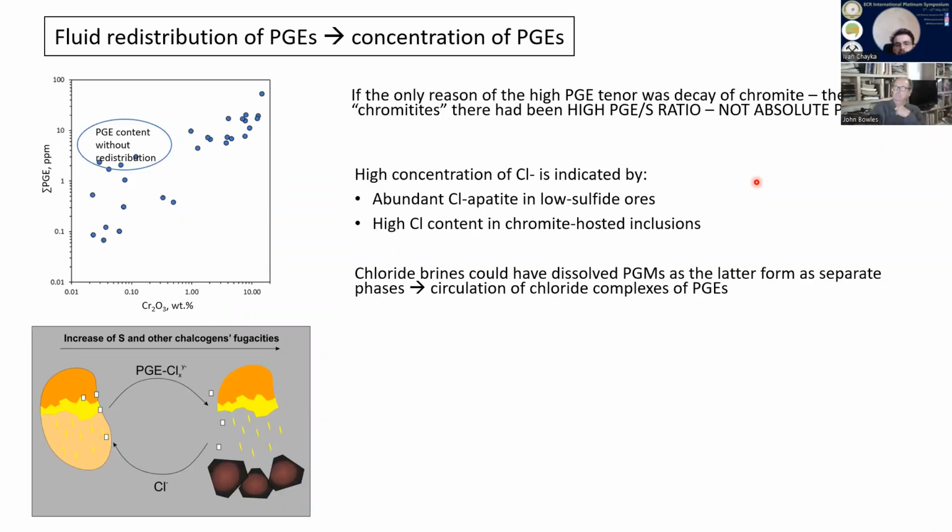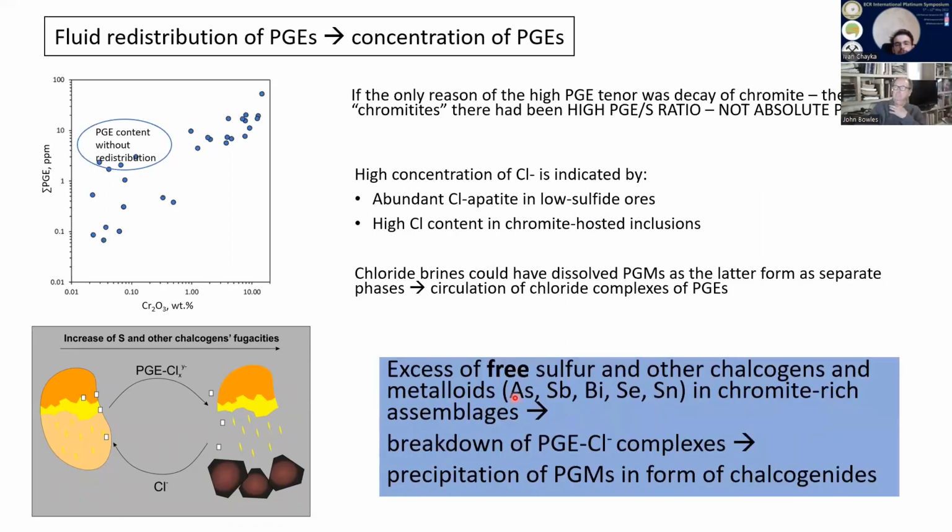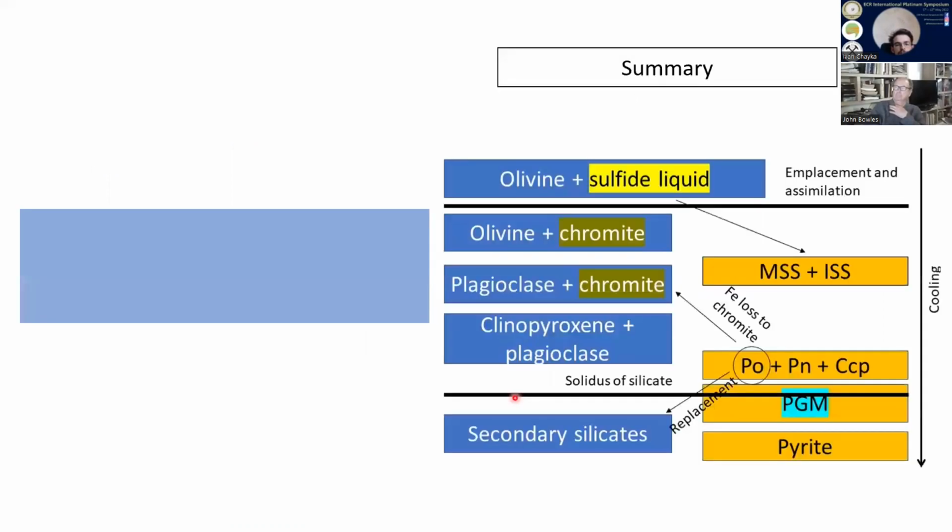These brines could have dissolved PGMs, resulting in circulation of chloride complexes of PGEs. And when the solution reached chromite-rich areas with excess of free sulfur and chalcogens, they could become unstable and precipitate PGM in the form of chalcogenides. In this way, long-term circulation of the brines could redistribute PGEs and concentrate them in chromite-rich domains. And I mention again that this is only a suggestion and needs to be proved better.